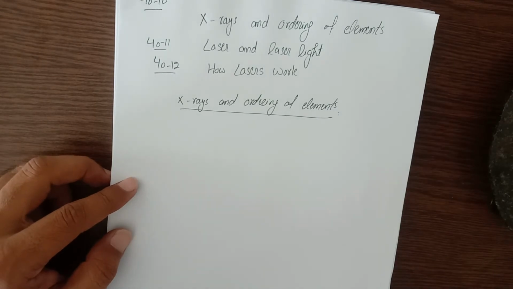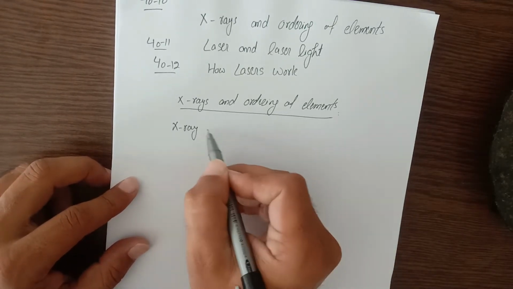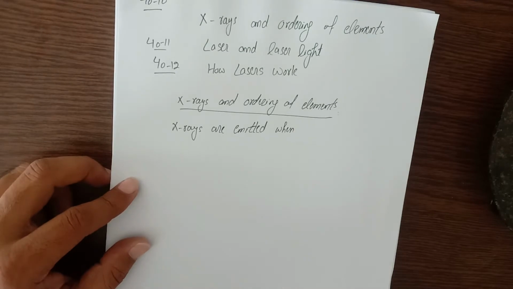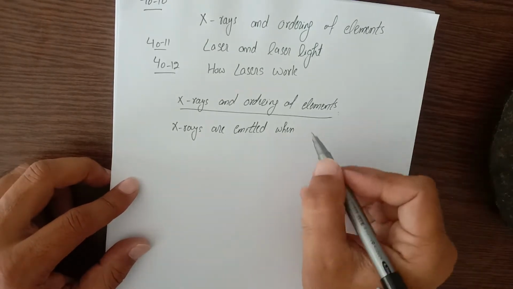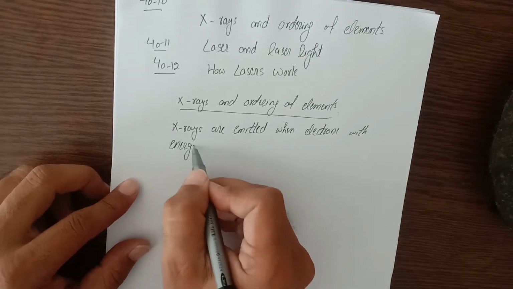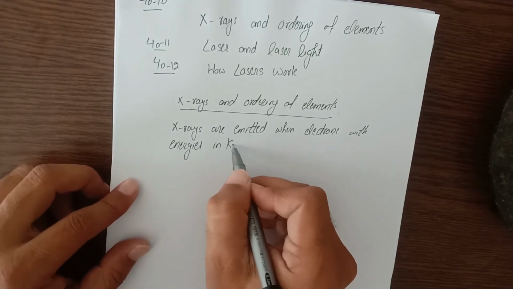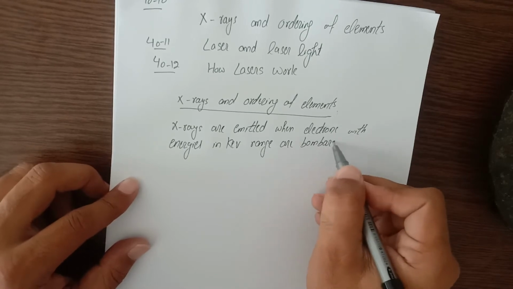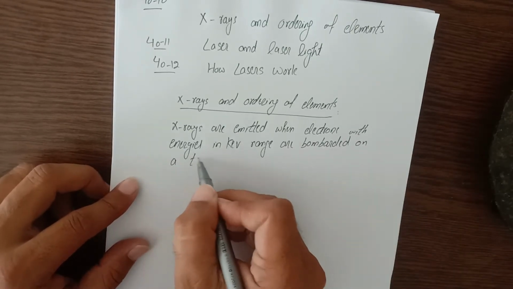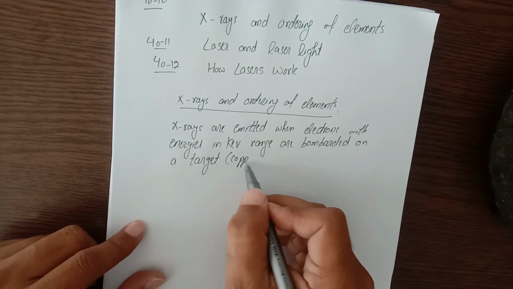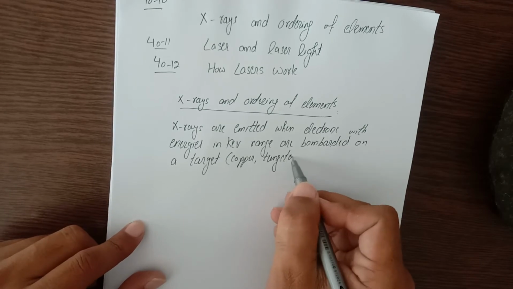So we can say that X-rays are emitted when electrons with energies in the kilo electron volt range are bombarded on a target such as copper or tungsten.